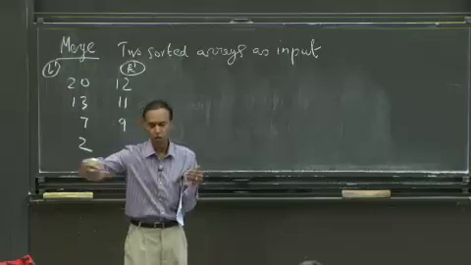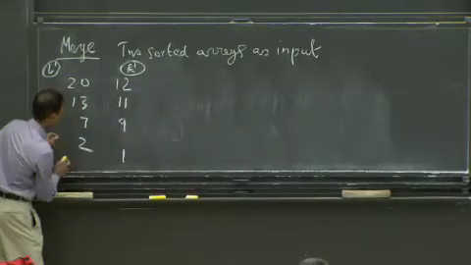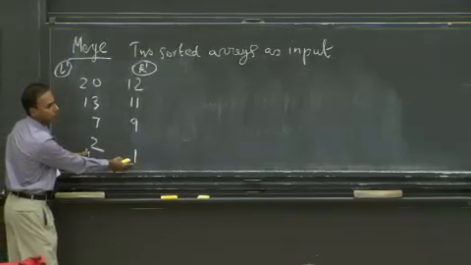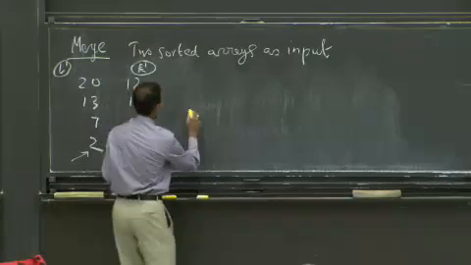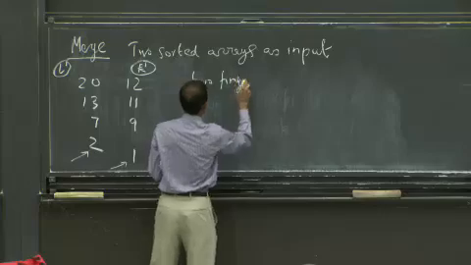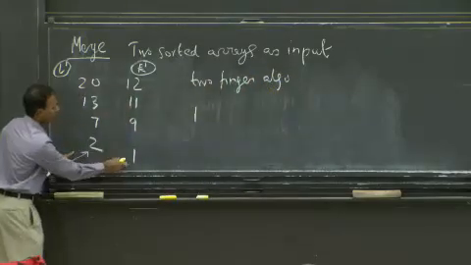And I'm going to put them into the sorted array. OK, so start out here. I look at that, and I compare 2 and 1. Which is smaller? 1 is smaller. So I'm going to write 1 down. So this is a 2-finger algorithm for merge. And I put 1 down.